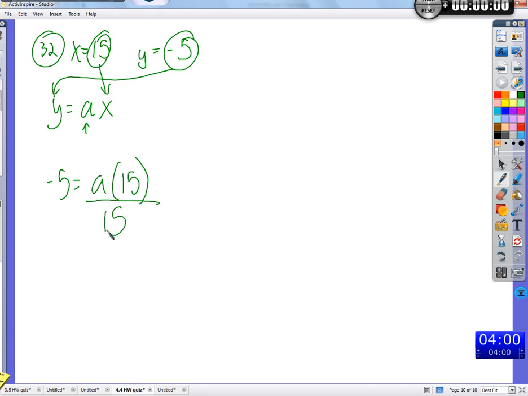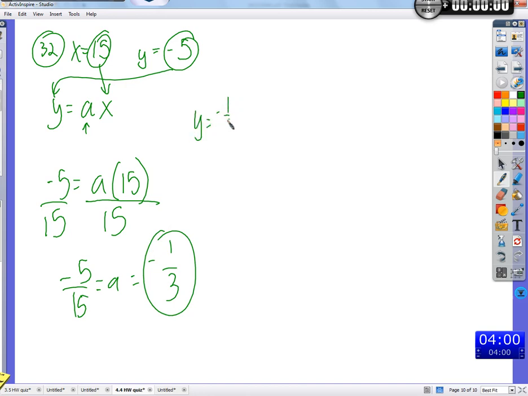You've got to figure out what you multiply 15 by to get negative 5. Well, to do that, all we have to do is solve for a. Negative 5 over 15 equals a, or negative 1 third. So a is negative 1 third, which means y equals negative 1 third times x. Let's put it right in there. So I saw a lot of negative 3s, because probably you're sitting there thinking, okay, what do I have to multiply by? Negative 5 times negative 3 is 15, so negative 3. We're trying to get from x to y, though.